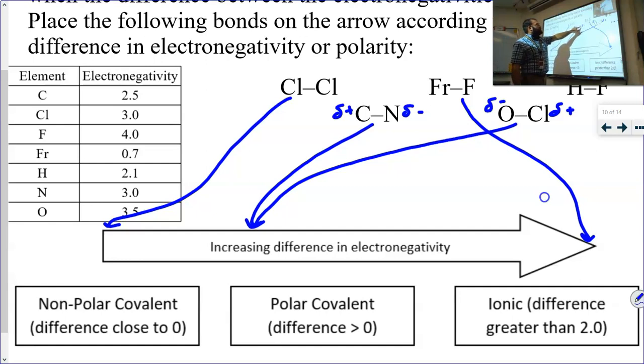Exact same difference we had earlier. The difference between carbon and nitrogen was 0.5. The difference between oxygen and chlorine is 0.5. They have the exact same difference, and they're both polar covalent. The electrons are still shared. It's just that this one is a little more electronegative, and they're pulled that way.